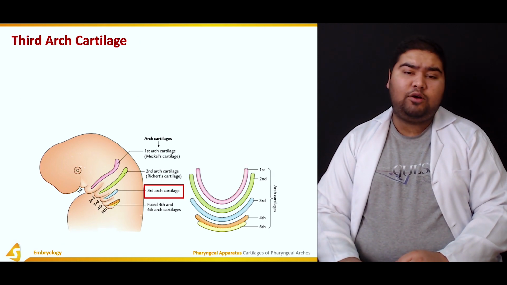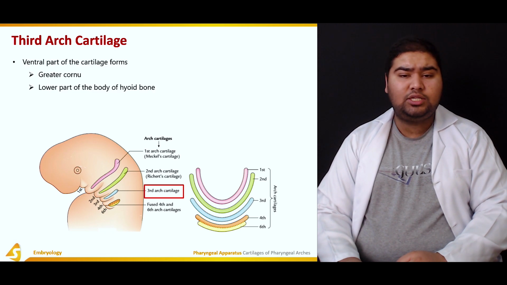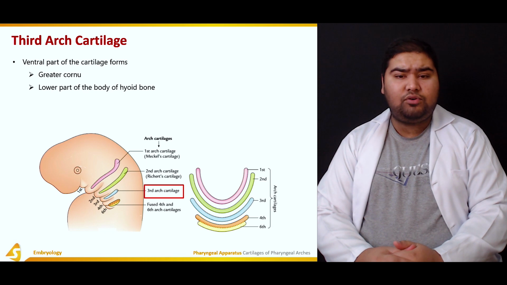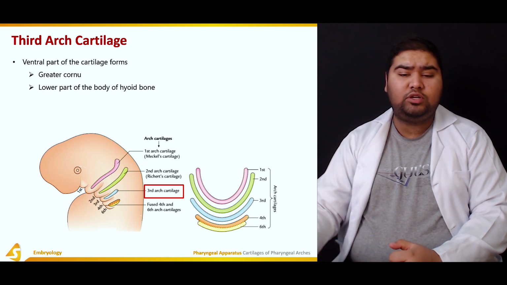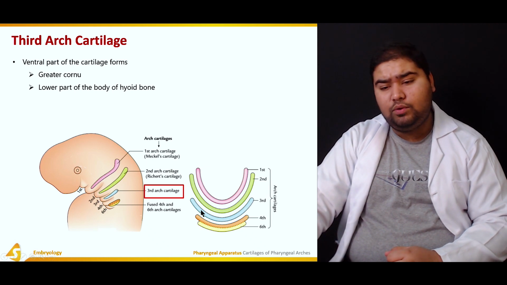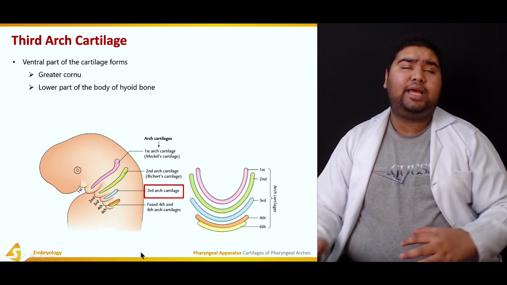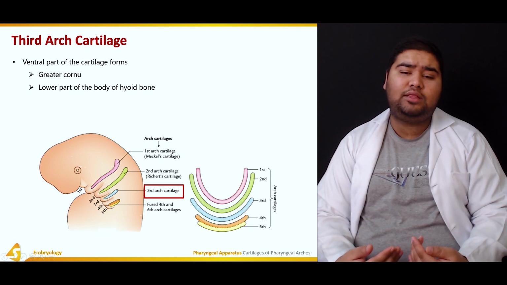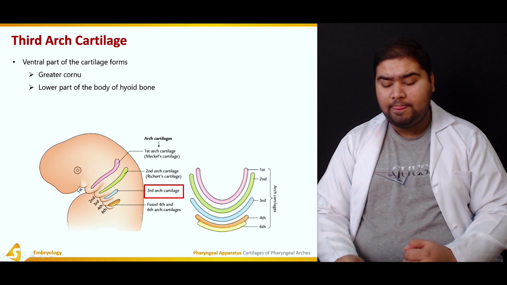So moving on, now we have the third arch cartilage. The ventral part of the third arch cartilage forms the greater cornu and the lower part of the body of the hyoid. So the third arch cartilage, shown in blue here, helps in the formation of the hyoid bone. Now it forms the greater cornu and the lower part of the body of the hyoid bone.